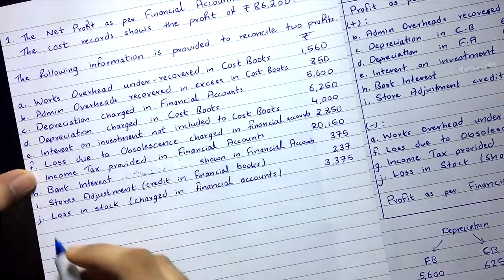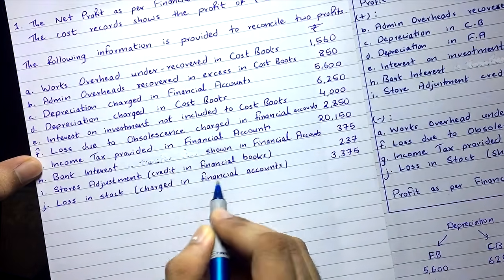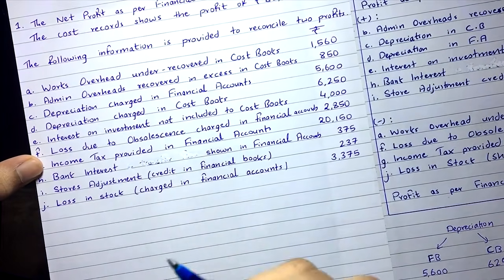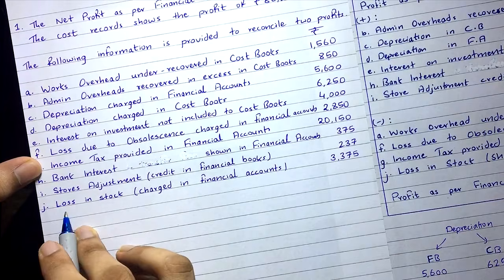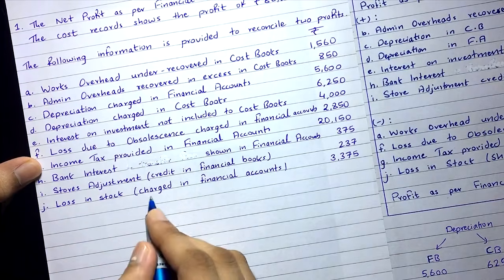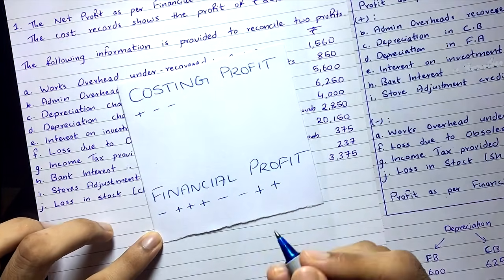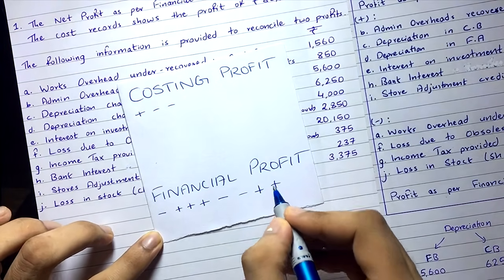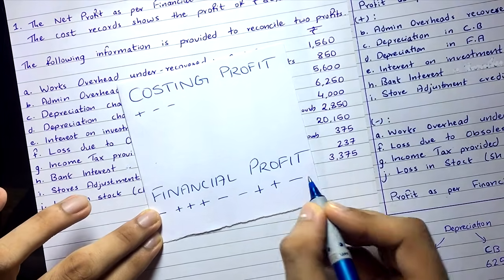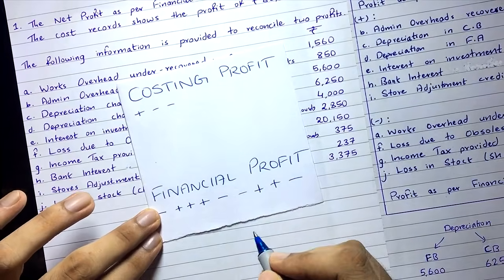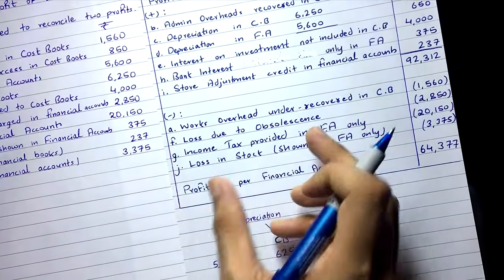Simple. Then we have loss in stock charged in financial accounts. Now what is loss? Expense. Loss is an expense. If loss is an expense and loss is recorded in financial accounts, it means our profit is reduced. Loss is recorded, expense is recorded, then your profit is less. Yes, minus effect. So you have to subtract this.